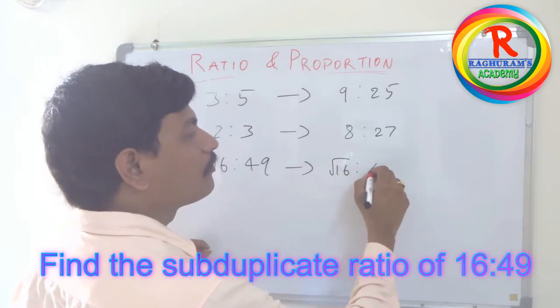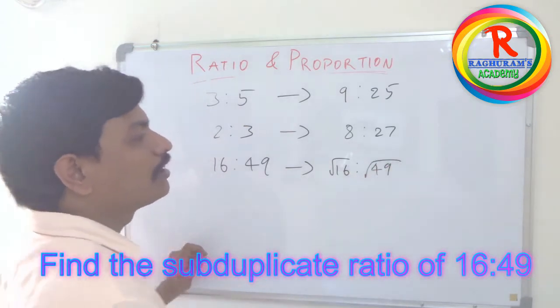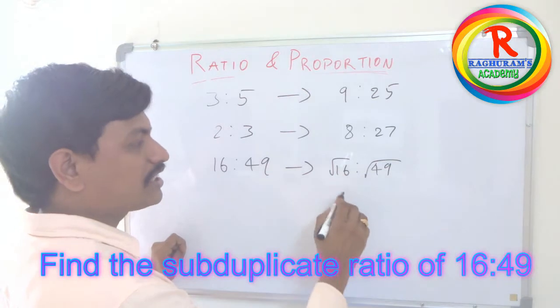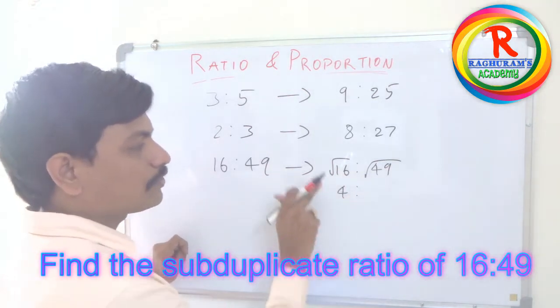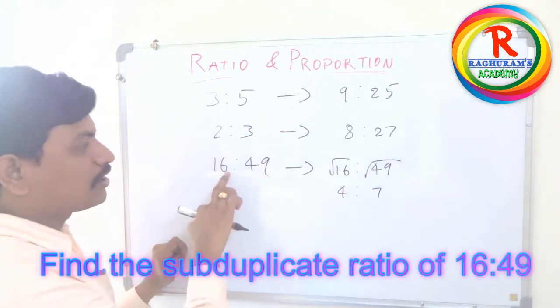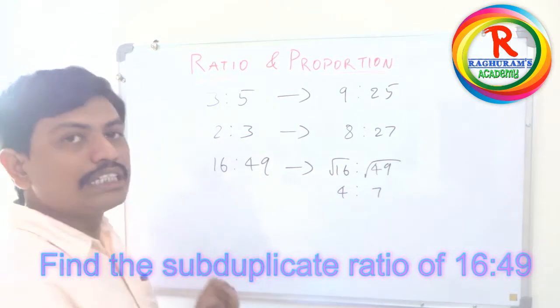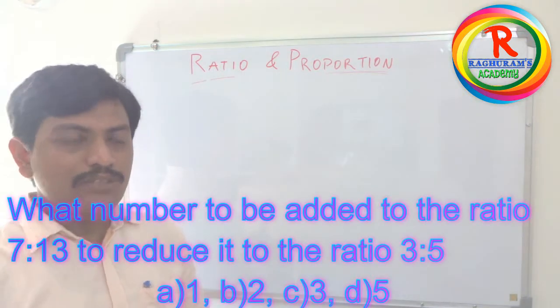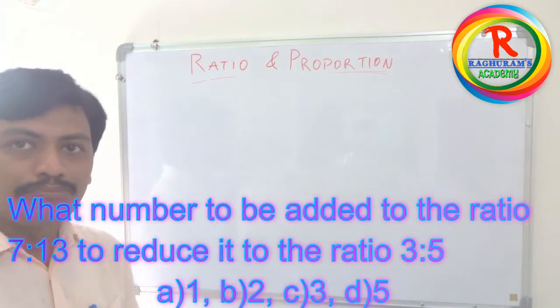Square root of 49. So what is the square root of 16? It is 4. 4 4s are 16 and 7 7s are 49. So the subduplicate ratio of 16:49 is 4:7. Let us do a different problem.